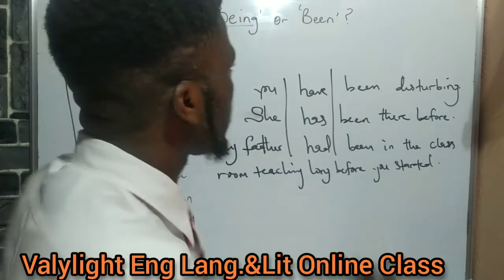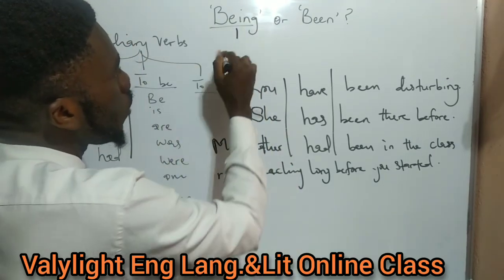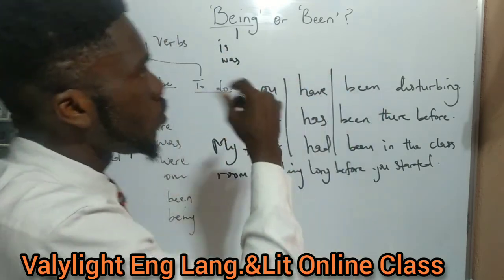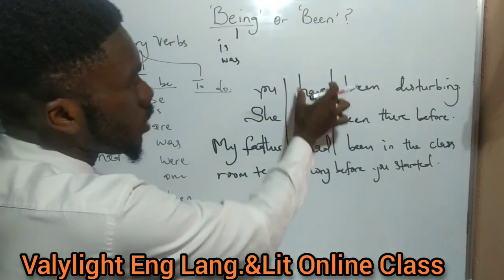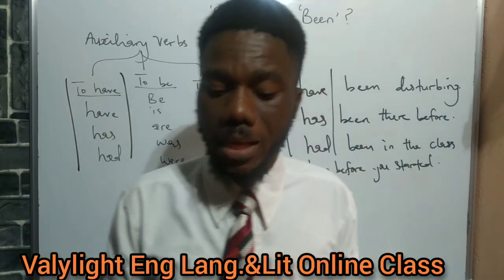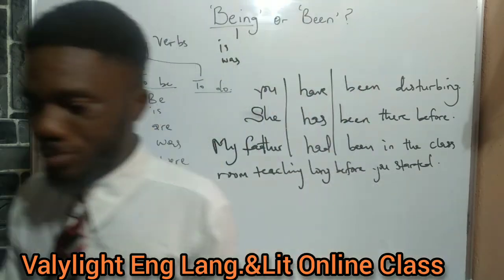So in conclusion, always know that being, this particular one, would always go with is, was, were, and are, whereas this one would always go with this. That is how you know which one to use at a particular time. And I believe at the end of this that it is never going to confuse you again. Thank you.